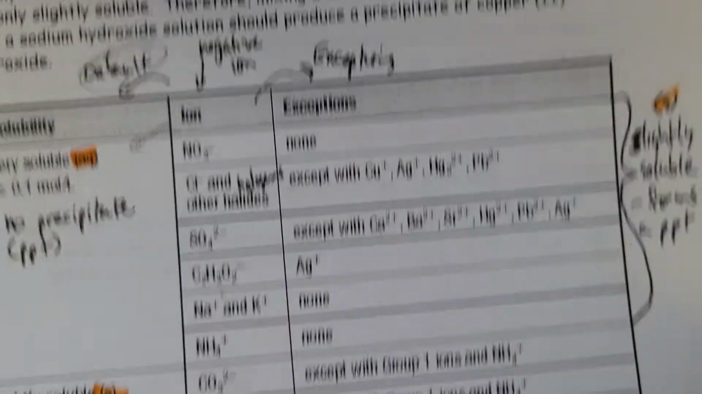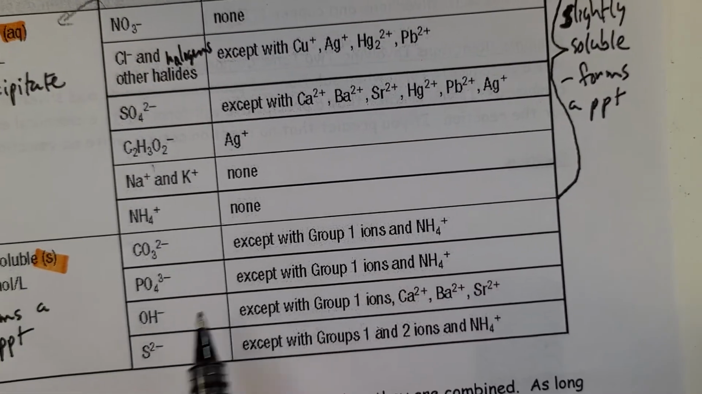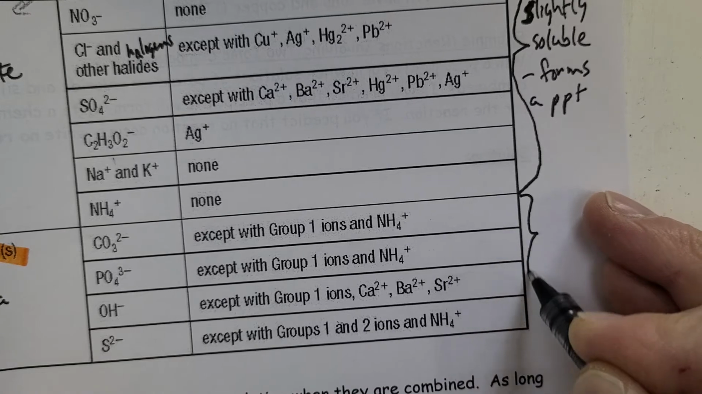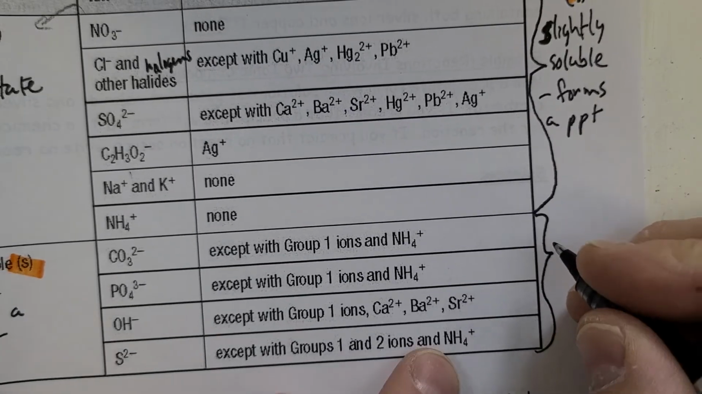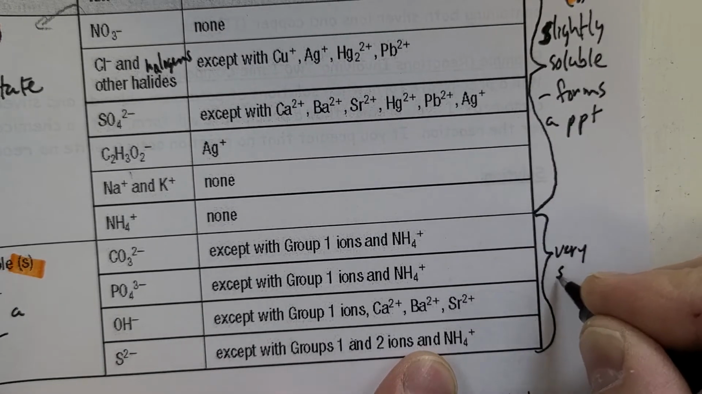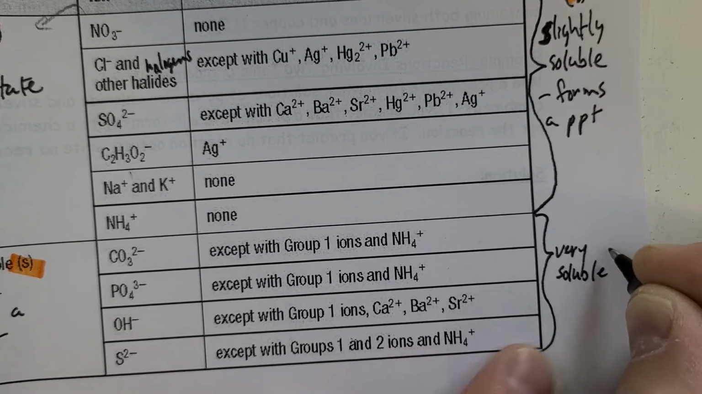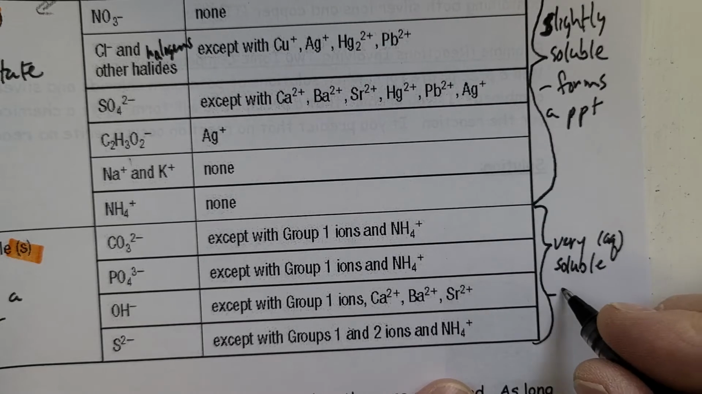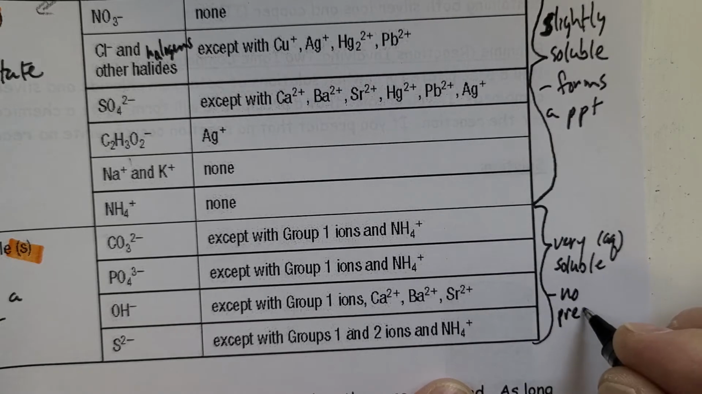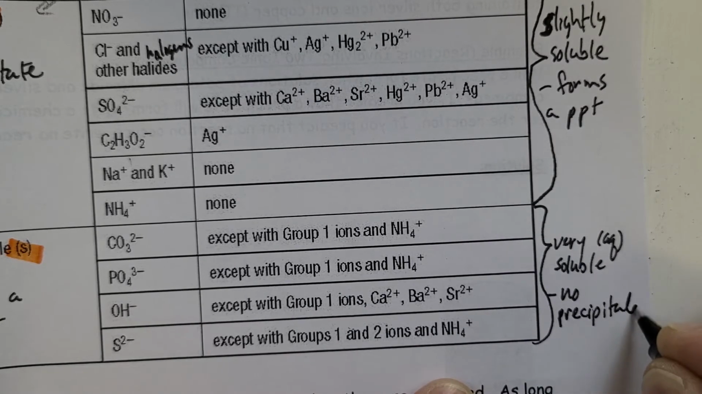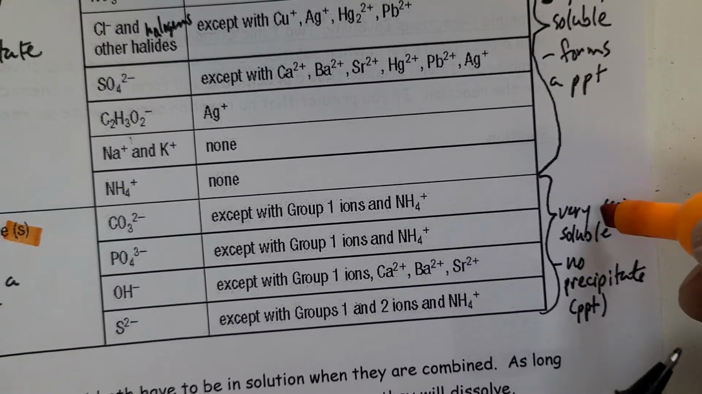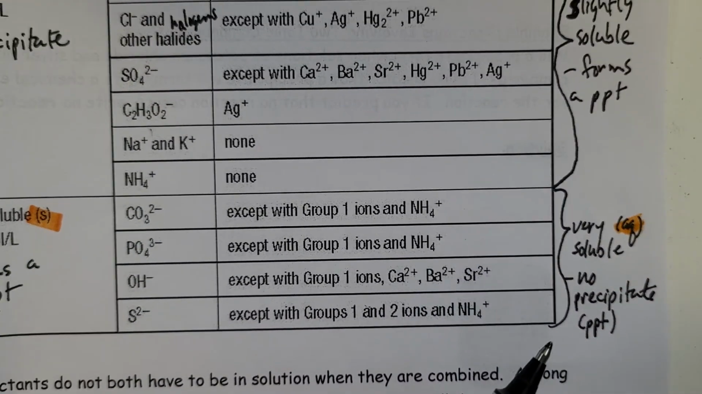And again, if I go look at the exceptions though, if I had hydroxide with calcium, it won't form a precipitate, it dissolves. It is very soluble, so it'll be considered AQ, and I can simply write no precipitate. So it exists as dissolved ions in solution.